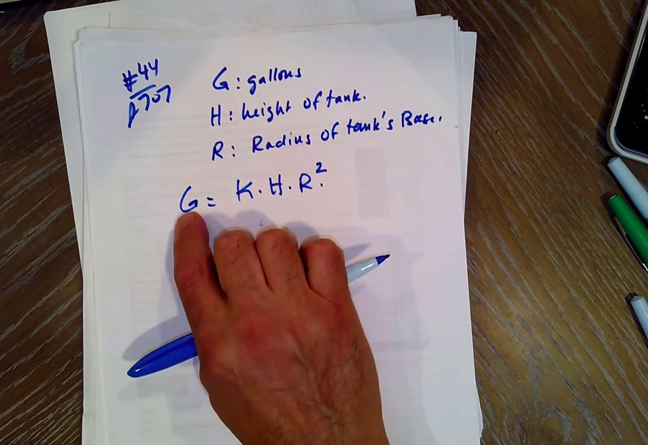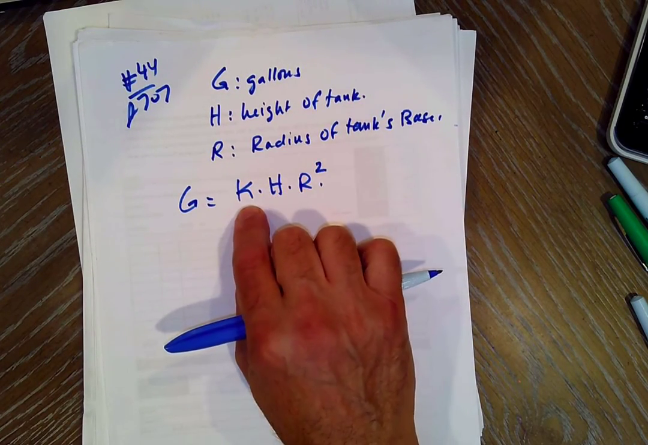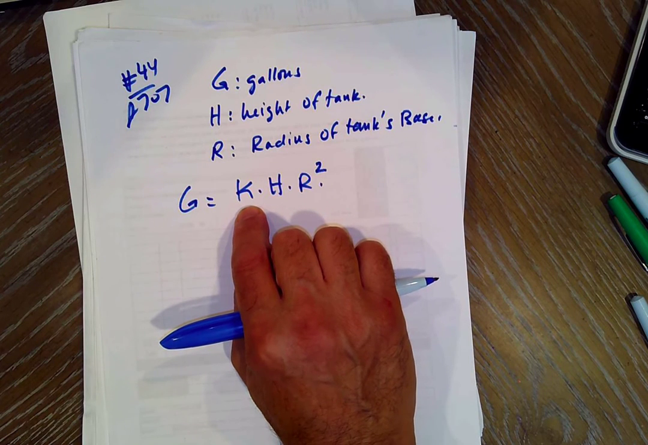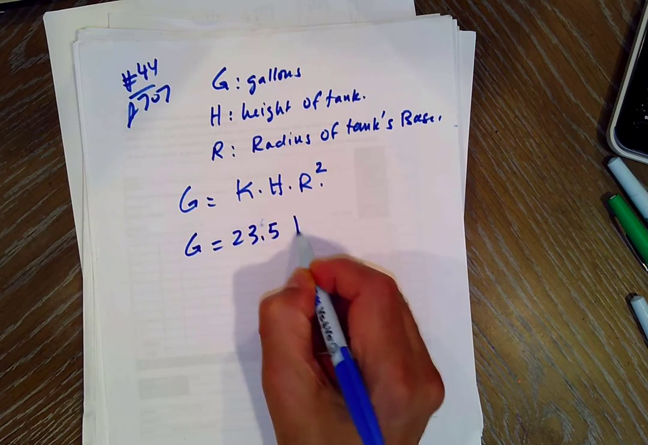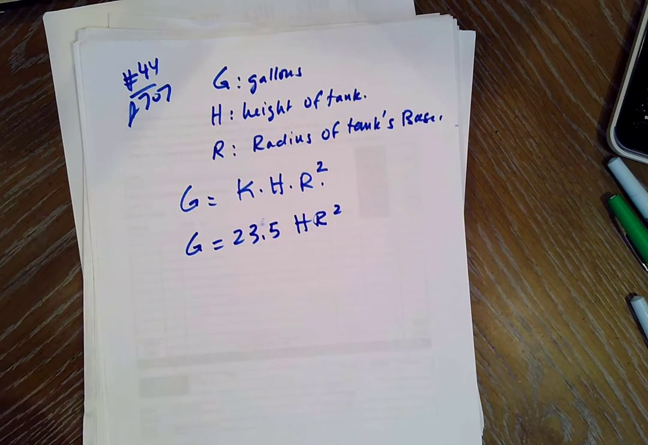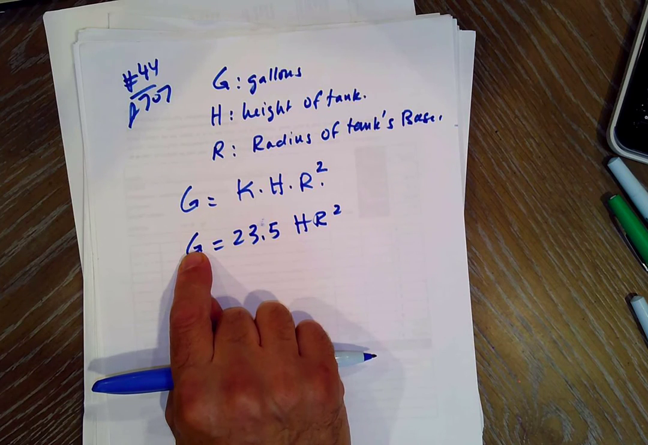Now we need a value for G, H, and R to find K. So let's read on. The constant of proportionality is 23.5. Good for us. So we're given that. We don't even have to find it. Now we can just answer the question. Find the number of gallons. So we want G that can be stored in the cylindrical tank shown.